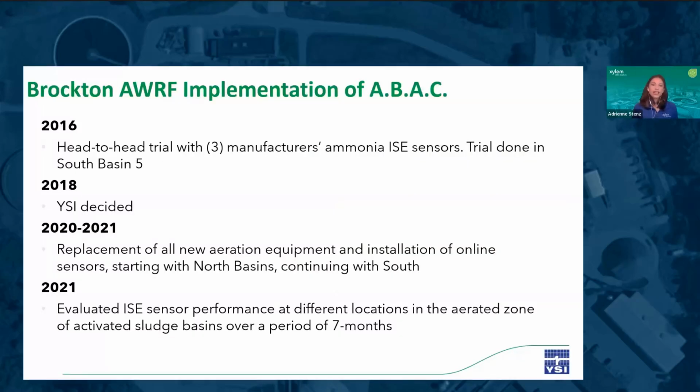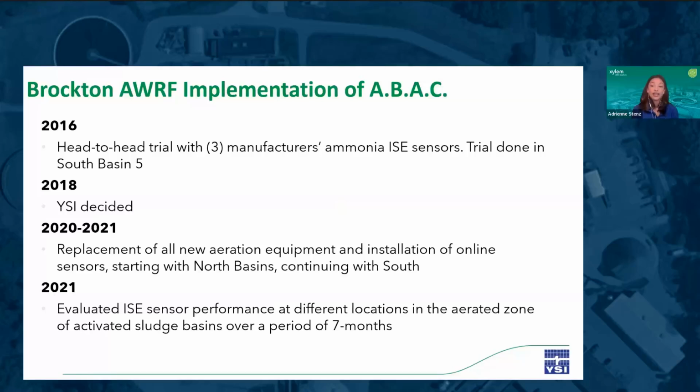So a bit about Brockton AWRF's plant history. In 2016, part 4 of a 3-stage upgrade was started to implement ammonia-based aeration control at the plant. That year, a head-to-head trial with 3 manufacturers' ion-selective electrode ammonium sensors was held to determine which would work best for Brockton, since having a reliable ammonium sensor is very important for ammonia-based aeration control.